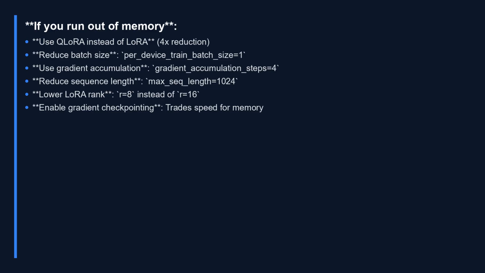Reduce max sequence length from 2048 to 1024 if your data allows it. Lower the LoRA rank. Finally, enable gradient checkpointing. It trades roughly 20% of training speed for a significant reduction in activation memory. Work through these in order and you'll almost always find a configuration that fits.